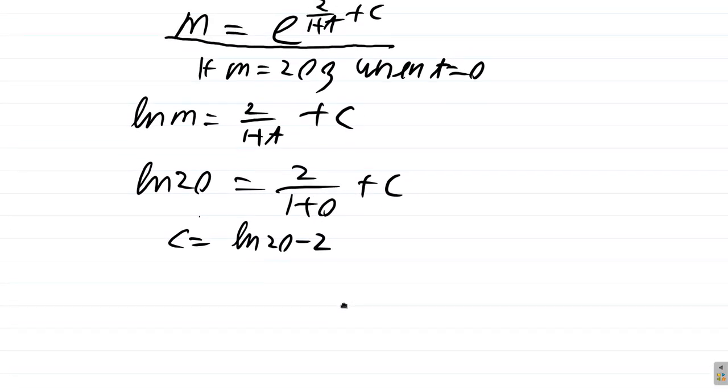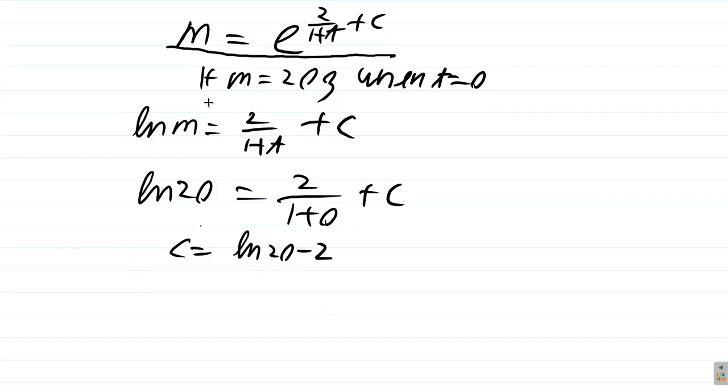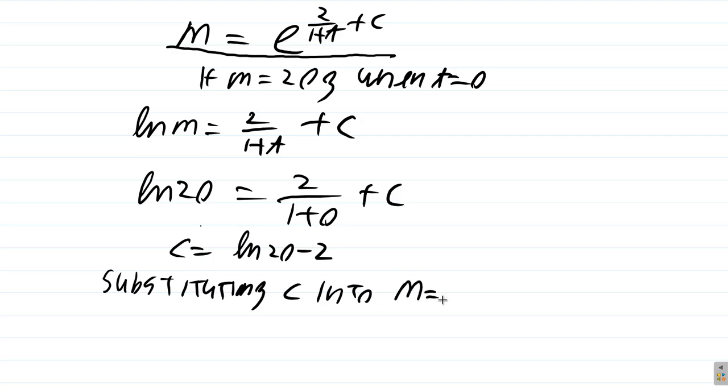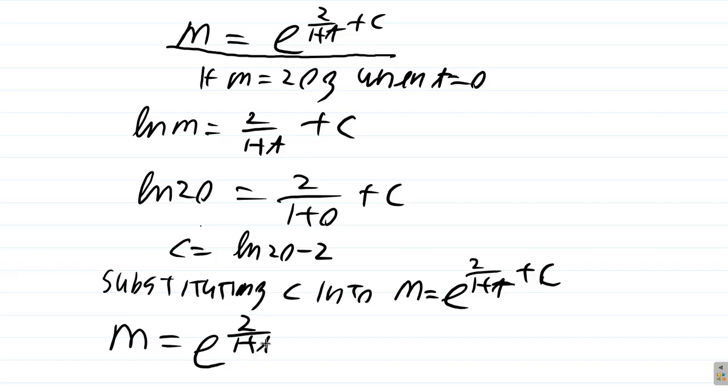Alright, so what we have here, substituting c into m equals e to the 2 over 1 plus t plus c. What would happen is that we have m equals e to the 2 over 1 plus t plus ln 20 minus 2. Alright.